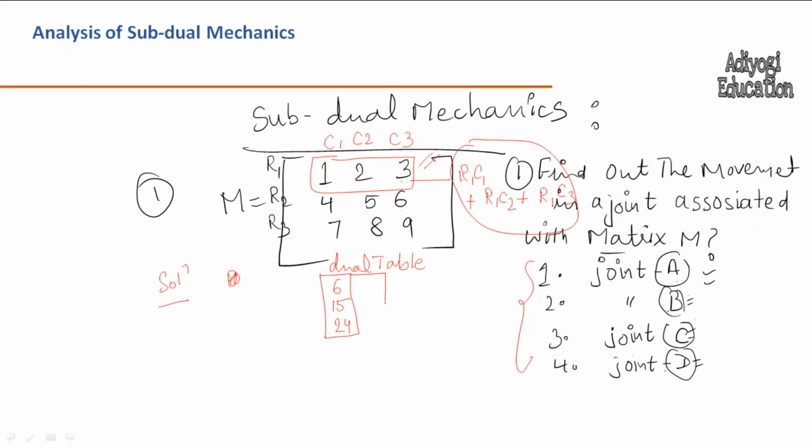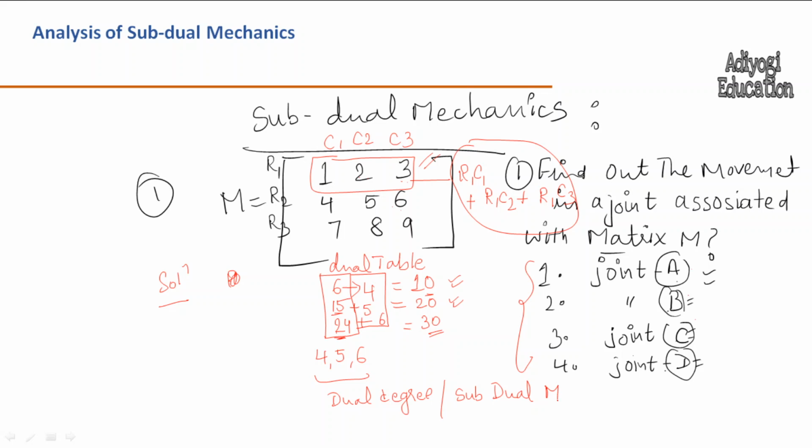Step 1 is to write down the remaining values which make it nearer to the tens values. What is nearer to this? That is 20. What is nearer to this? That is 30. Let's write this down: 15 plus 5 will make 20, 6 plus 4 will make 10, and 24 plus 6 makes 30. Now we have 4, 5, 6 as the dual degree of subdual mechanics.